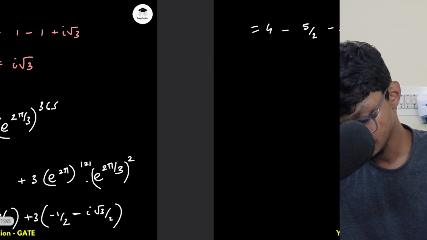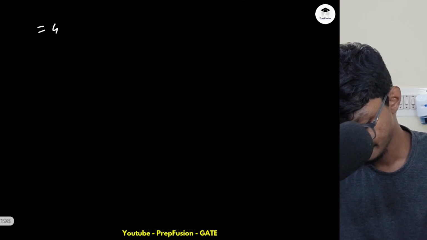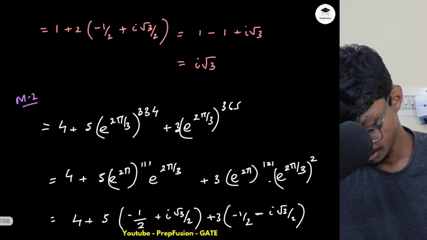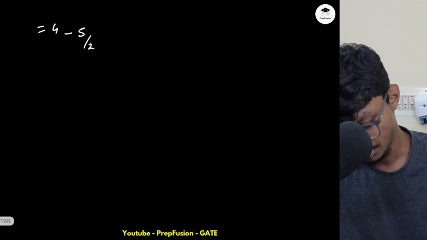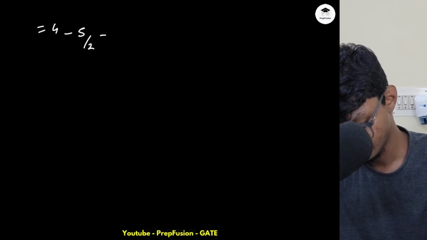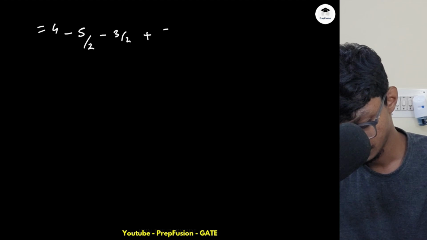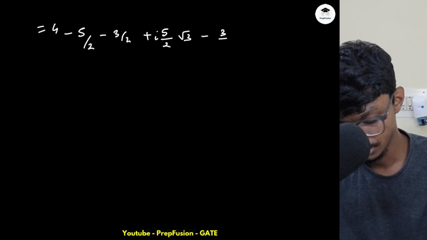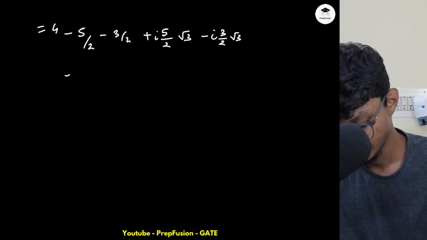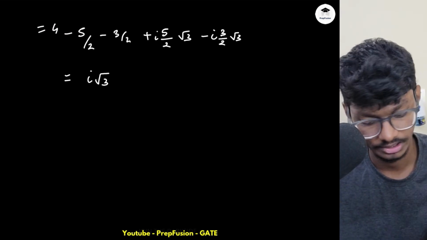So what will this become? Okay, I was just computing. So this will become 4 plus 5 times minus 1 by 2, and minus 3 by 2, and this will be plus 5 by 2 into root 3 with i, and minus 3 by 2 into root 3 with i. So this will be simply i root 3. The real part gets cancelled because it is 4 minus 4, and the imaginary part is 5 minus 3 by 2, which is 2 by 2, with i and root 3 also.